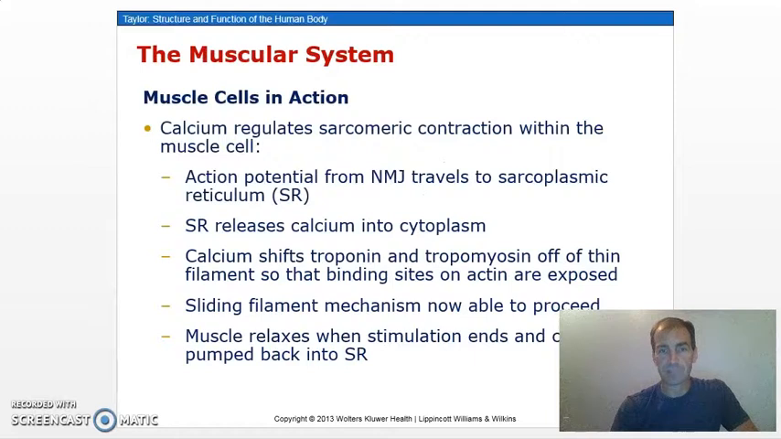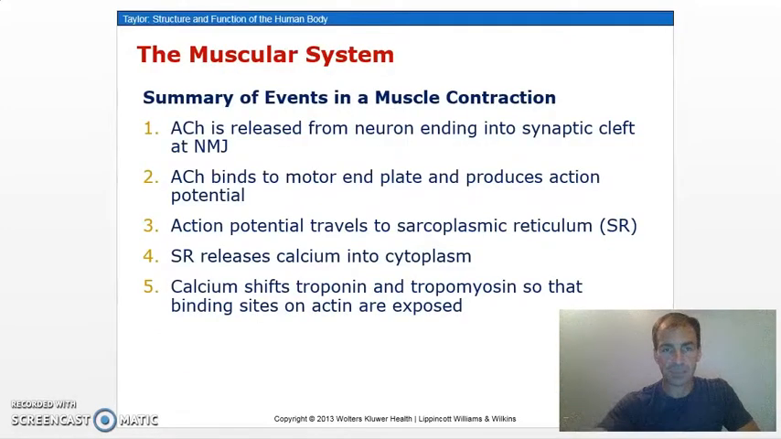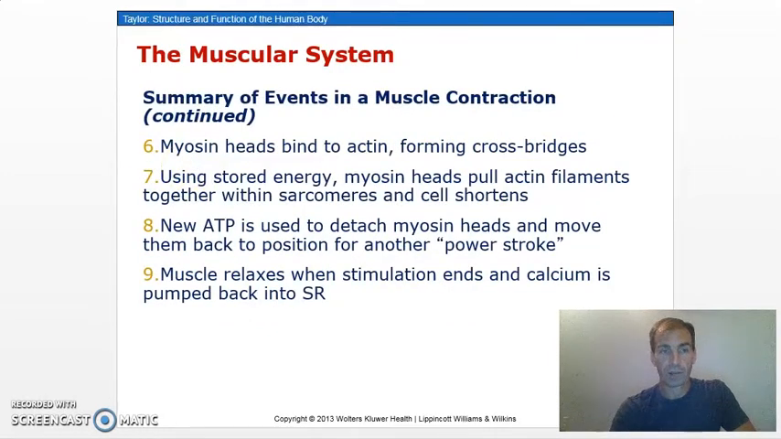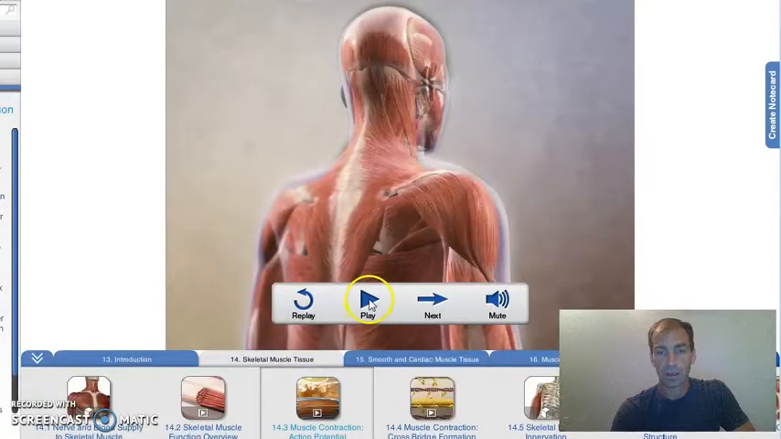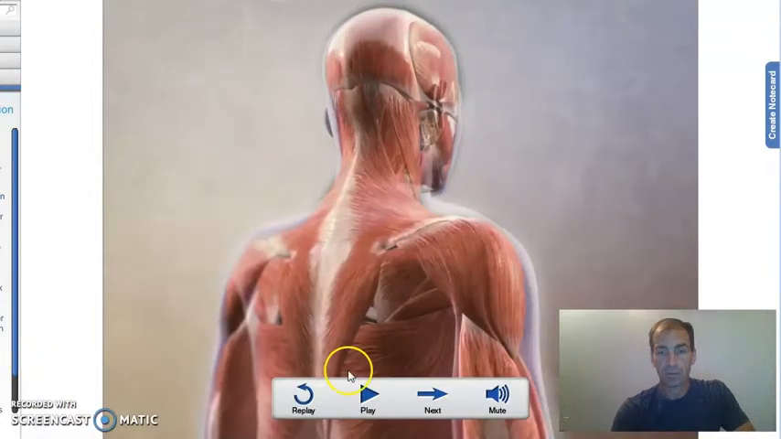I talked about these steps in class, the steps in muscle contraction that I want you to know. You can look at this on your slides on Canvas. But we're going to look at an animation of this right now. So let's pull this up, and here we go.